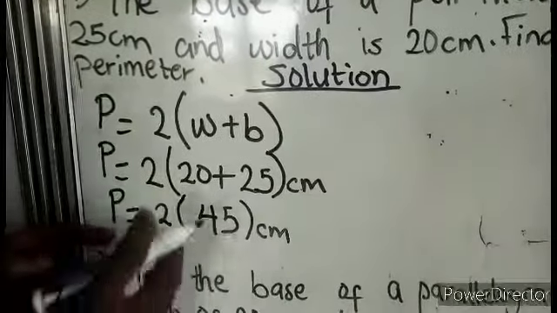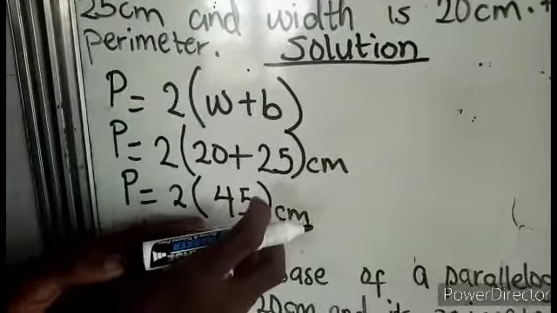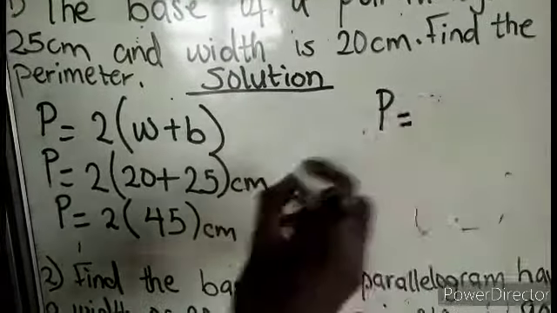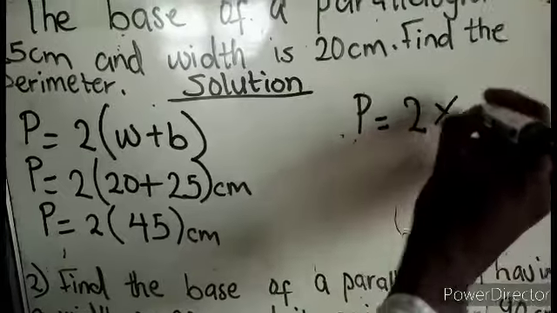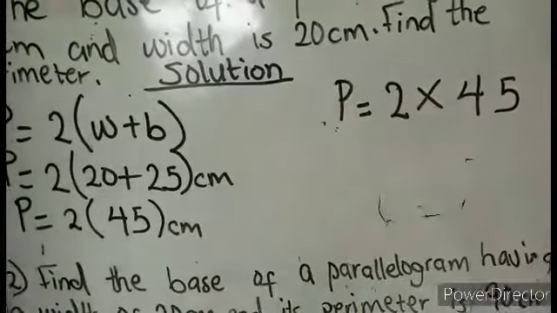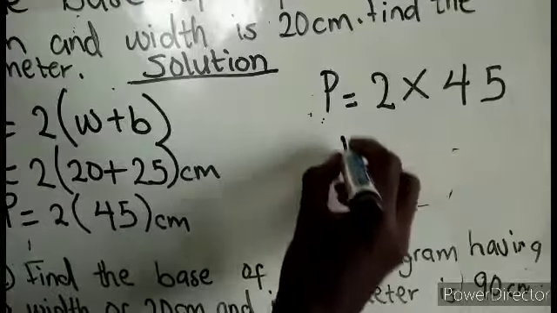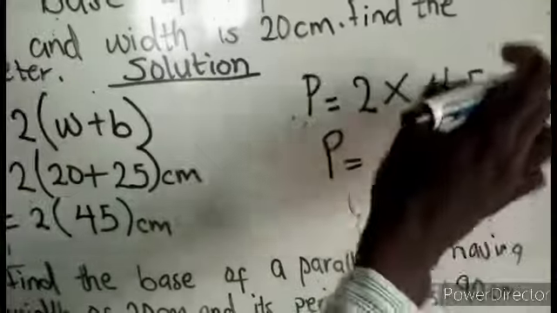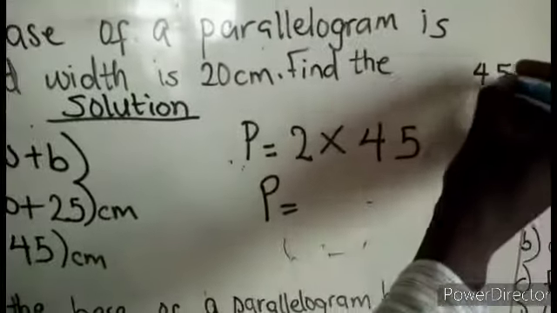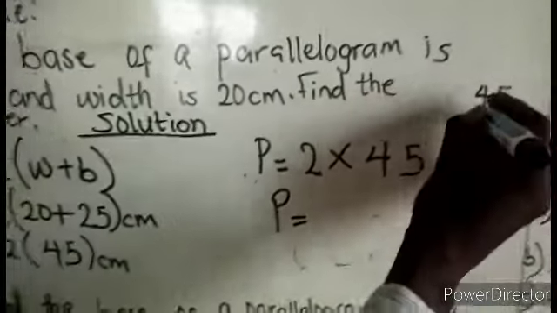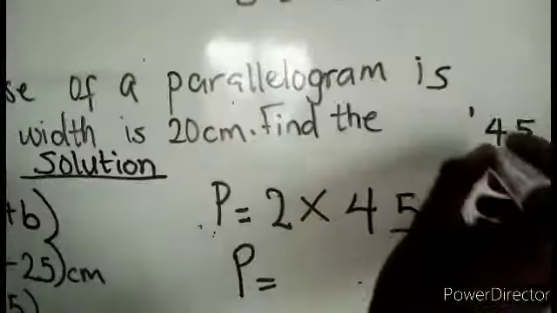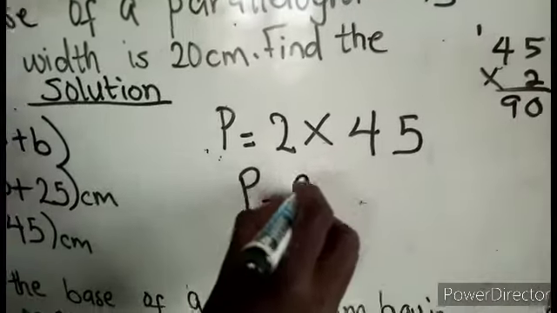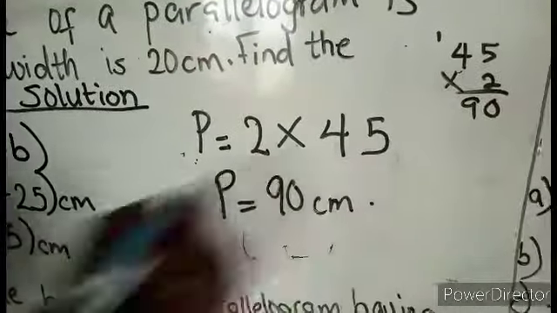Now, like I said, we already know the bracket means times. So we have P equals 2 times 45. Now 2 times 5, our multiplication. We have 45 times 2. Let me write that out. 2 times 5 is 10, write 0, keep 1. 2 times 4 is 8, plus 1 is 9. We have 90 centimeters.